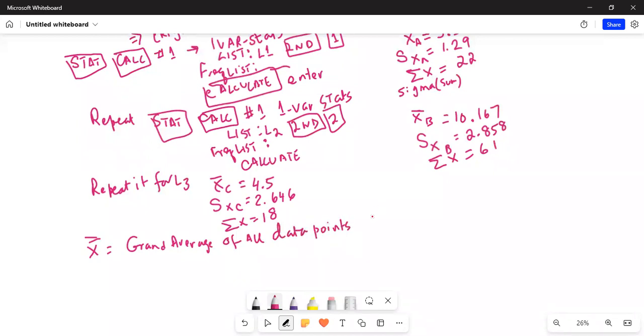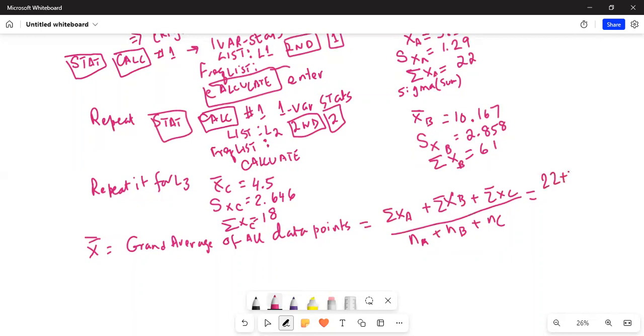And that is equal to sigma XA plus sigma XB. So this is sigma XA, this is sigma XB, and this is sigma XC, divided by NA, the number of samples in sample A, plus NB plus NC. And that is equal to 22 plus 61 plus 18 divided by 4 plus 6 plus 4.